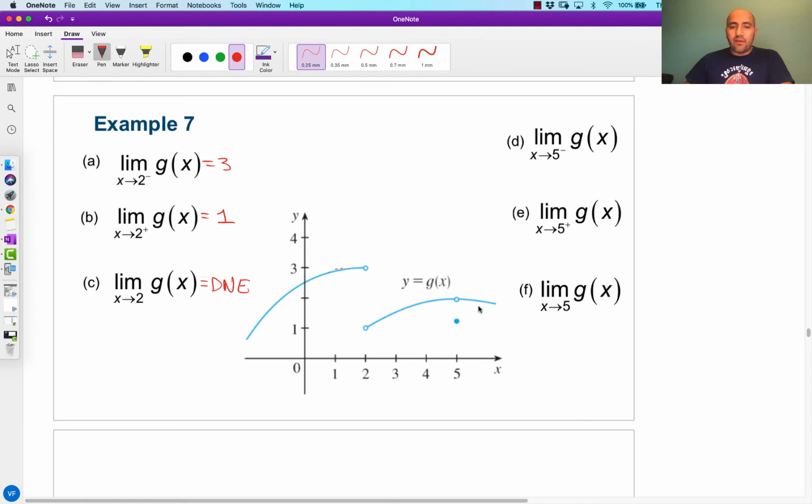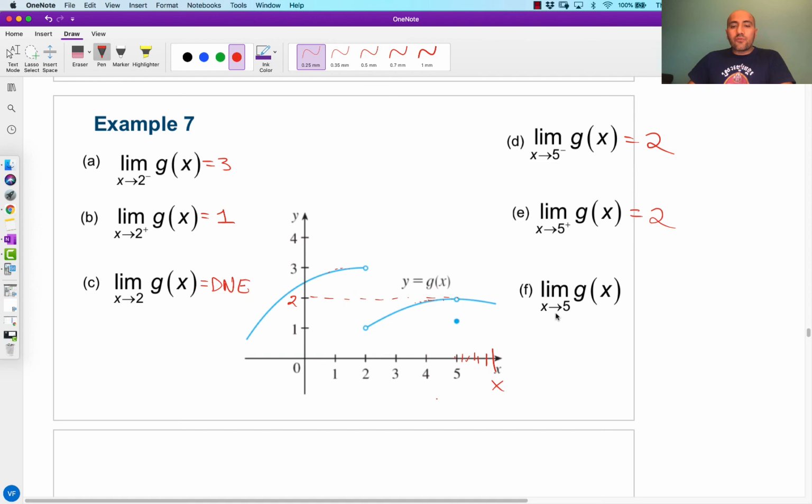Now let's consider 5. As we find the limit as x approaches 5 from the left-hand side, if we choose values that are to the left of 5, and then we get closer and closer to 5 from the left-hand side, we see that the output values look like they are approaching 2. So that's what this is. It equals 2. Now if we start choosing values that are to the right of 5, all these values always approaching 5, getting closer to 5, but always larger than 5, then the limit as x approaches 5 from the right-hand side is also going to be equal to 2.